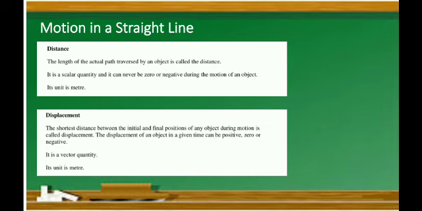Displacement: the shortest distance between the initial and final position of any object during motion is called displacement. The displacement of an object can be positive, zero or negative. It is a vector quantity and its unit is also meter.